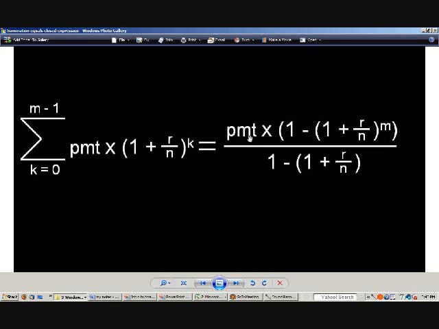So the payment is $75 a month. The rate is 10%. Compounding frequency is 12. m is 480 months. And then plug in the rate and the compounding frequency here as well.